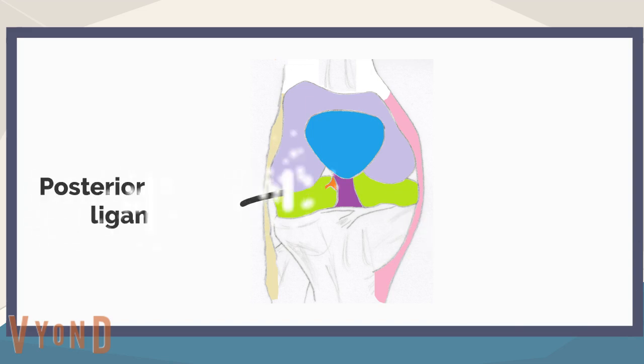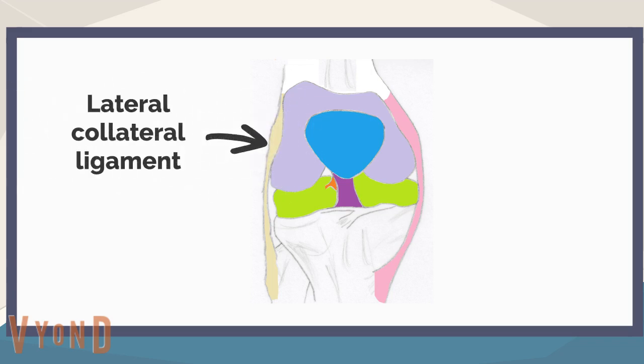The posterior cruciate ligament is located within the knee joint. It keeps the tibia from moving backward from the thigh bone. The lateral collateral ligament runs along the outer side of the knee from the top part of the fibula to the outside part of the lower femur to stabilize the knee joint.